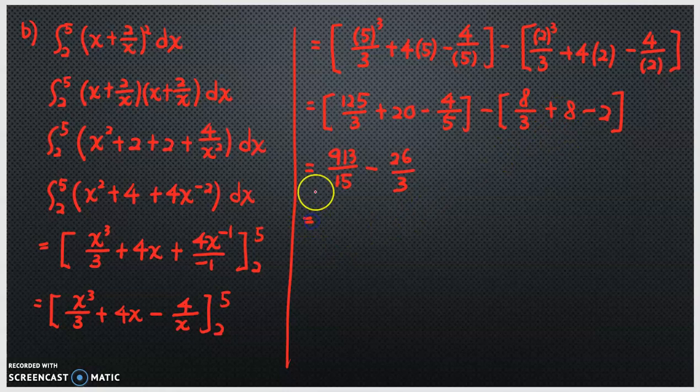So finally, 913 over 15 minus 26 over 3. From here, I should have 261 over 5. So here is the answer.